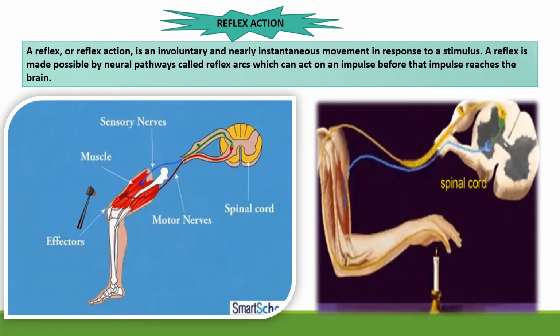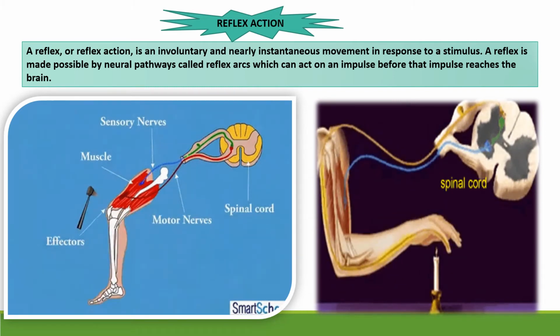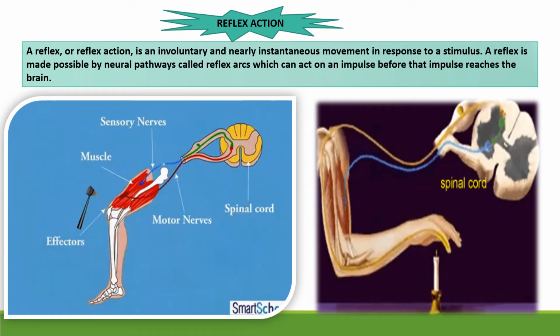Now next one, hot object and our hand. See here also same thing. This is the sensory and this is the motor neuron. So it's going through the sensory nerve and coming through the motor nerve and giving the response so that we are taking our hand off the hot object, here a candle. So these are the two examples of reflex actions.